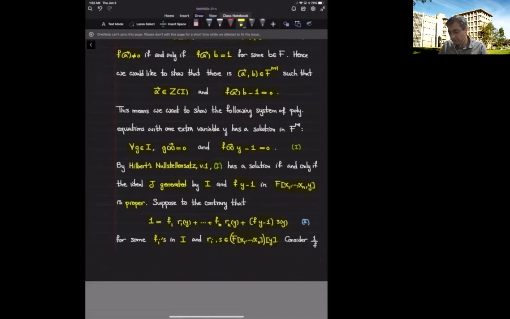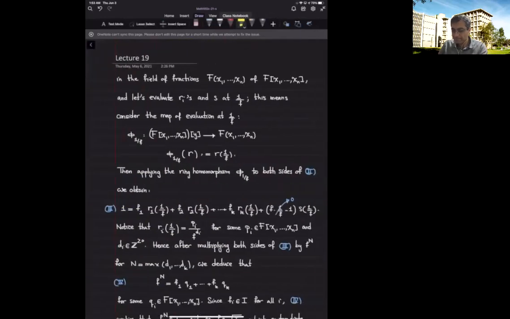I view these polynomials in terms of y, and I'm going to evaluate both sides at 1 over f. I'm going to substitute 1 over f for y. The key point being that I want to get rid of this term. So I'm going to evaluate both sides at 1 over f. So what do I get? Again, 1 over f is an element in the field of fractions of this ring. Now I can evaluate at 1 over f.